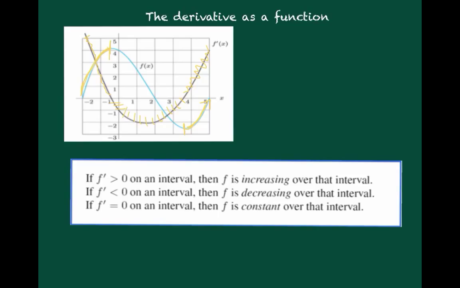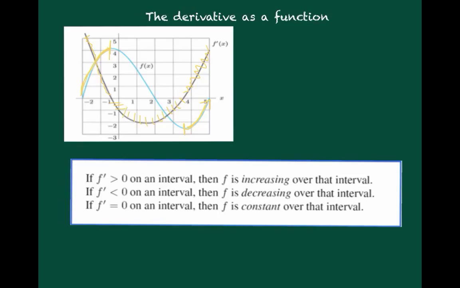If the derivative was negative on an interval, then the function is decreasing. Well, the derivative is negative from -0.5 all the way until x equals 3.5. And during that time, the blue function decreased.